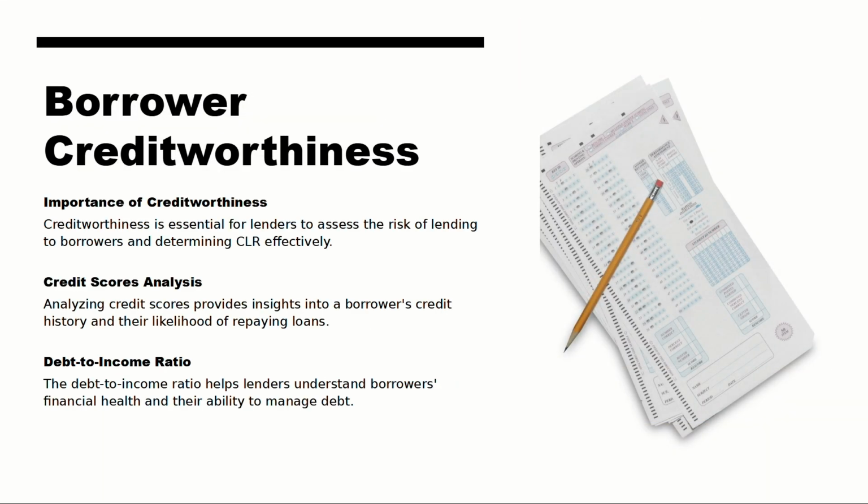Borrower creditworthiness. Creditworthiness is essential for lenders to assess the risk of lending to borrowers and determining CLR effectively. Credit scores analysis: analyzing credit scores provides insights into a borrower's credit history and their likelihood of repaying loans. Debt to income ratio: the debt to income ratio helps lenders understand borrowers' financial health and their ability to manage debt.